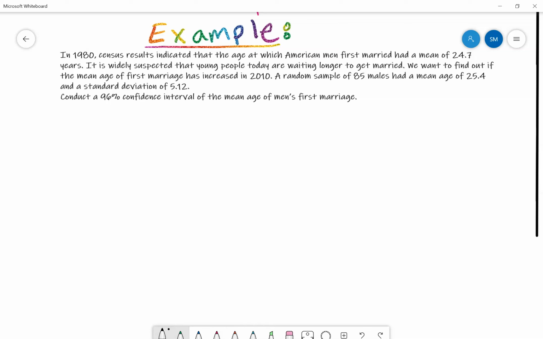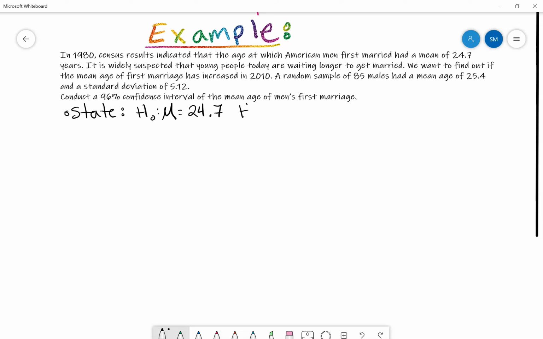So we're going to go ahead and start this problem off with state. So with the state, we want to write what we know. So in this case, we know that the null hypothesis is going to be a mu because it's a mean. And we know that that original mean is 24.7.